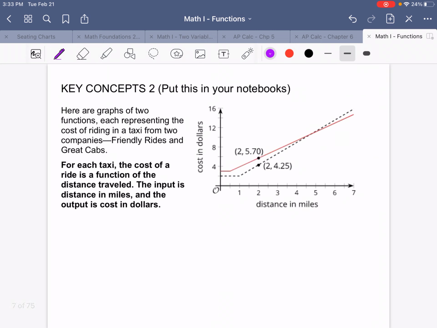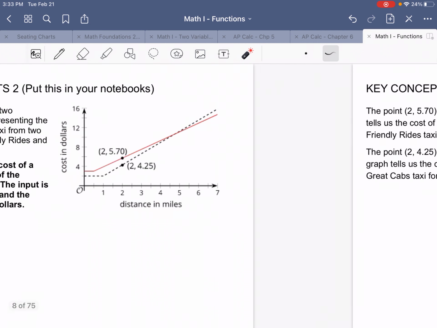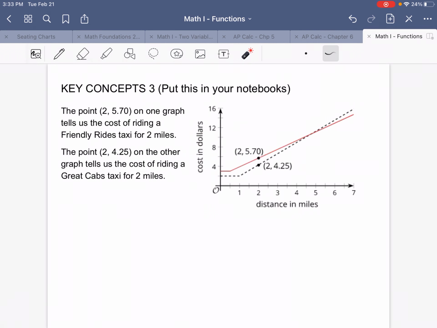So let's take a look at how this works. Here are two graphs of functions, each representing the cost of riding in a taxi from two companies, Friendly Rides and Great Cabs. For each taxi, the cost of a ride is a function of the distance traveled. The input is distance in miles, and the output is cost in dollars. They're both functions. The point (2, 5.70) on one graph, that's this point right here, tells us the cost of riding a Friendly Rides taxi for 2 miles. So when we go 2 miles, we see that our cost is $5.70.